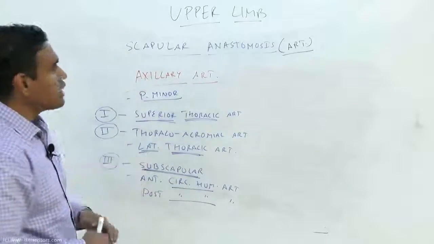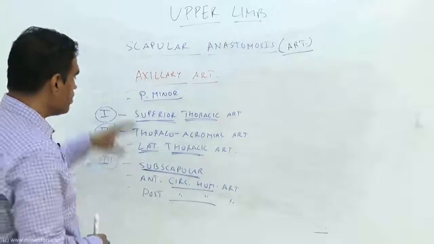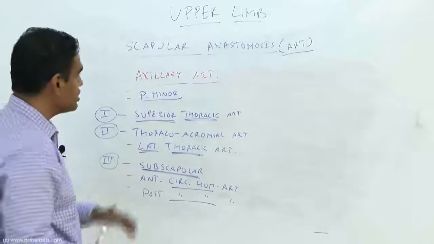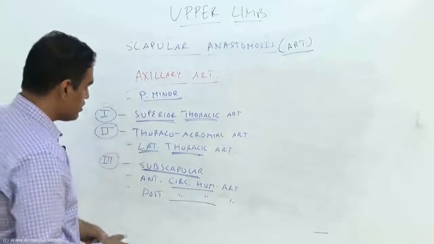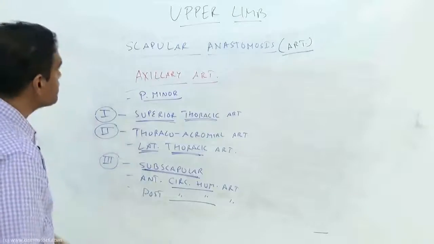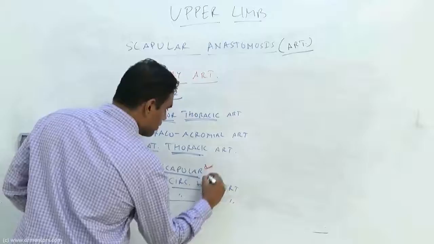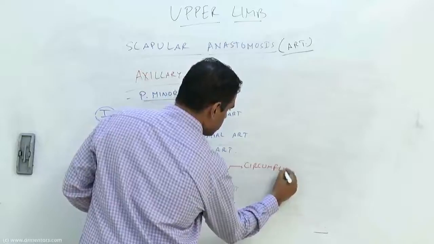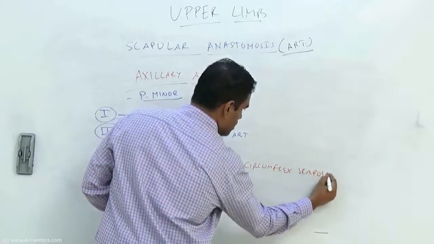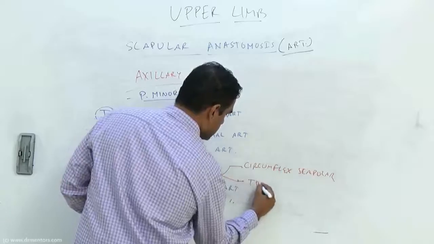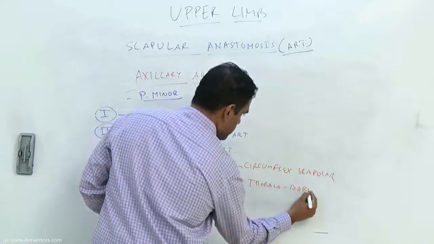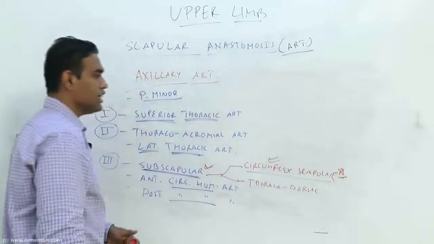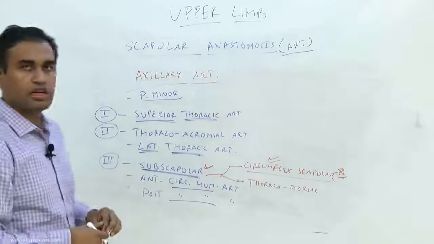Now coming again to the topic, the scapular anastomosis. The point to note over here is what branches of the axillary artery participate in scapular anastomosis. Those are the branches of the third part. The branches of the third part which participate are the subscapular artery and its branches. It basically gives off two branches: one is circumflex scapular and one is thoracodorsal artery. It is this circumflex scapular artery which participates in the anastomosis around the scapula, scapular anastomosis.